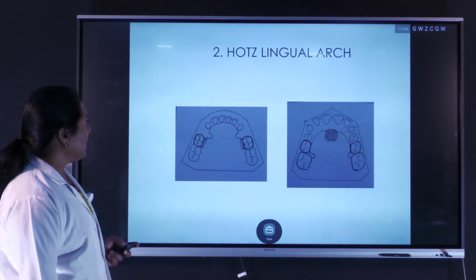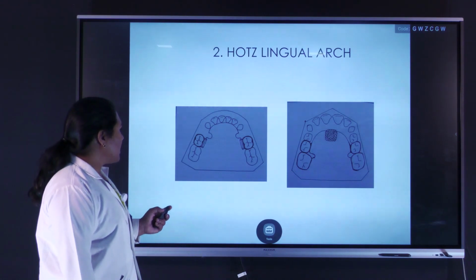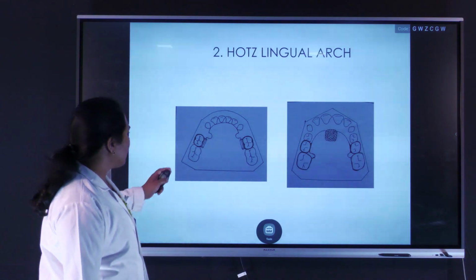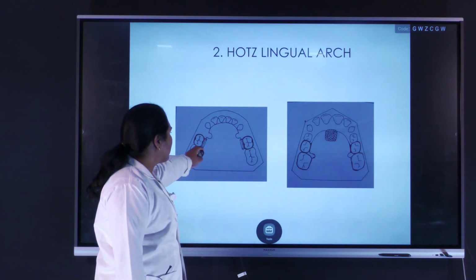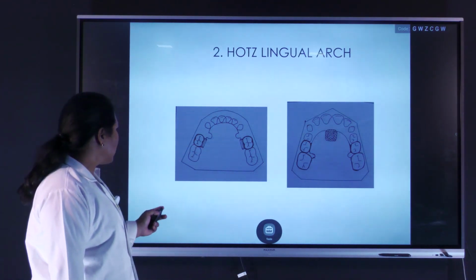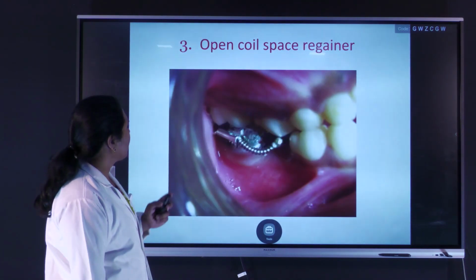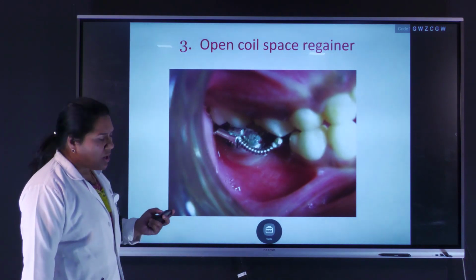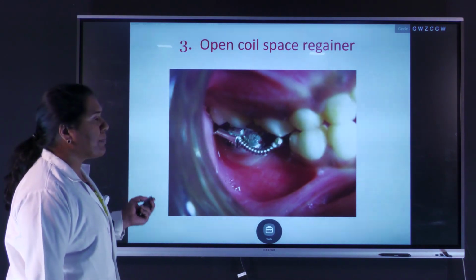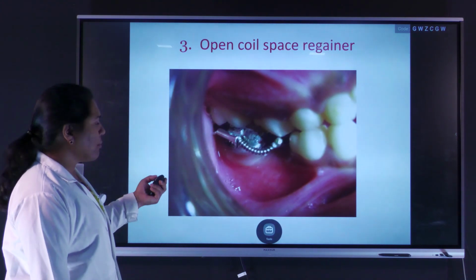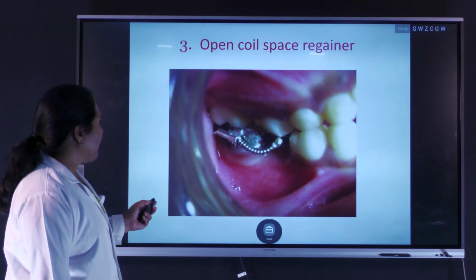Coming to Hod's lingual arch, this is one more arch which will prevent the collapse of the arch spaces. Here we are giving a lingual arch so that the molar position will be stabilized and it is not going to do mesial migration. And also the open coil space regainer is similar to the Gerber space regainer; here most of the job is done by the open coil spring.